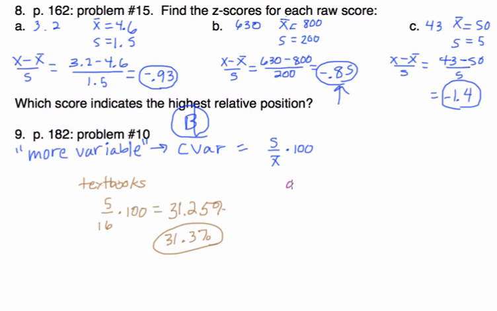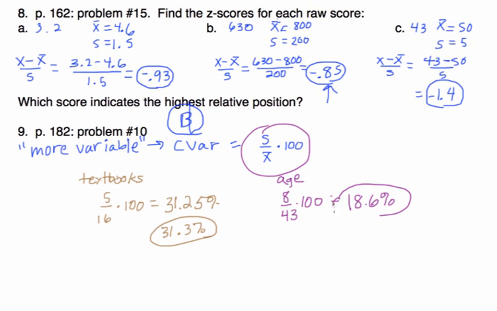Then we'll do the professors' ages. Standard deviation was 8. Age was 43 times 100. That's what my formula says. And I get 18.6%. So which is more variable? The one with the higher CVAR is more variable.